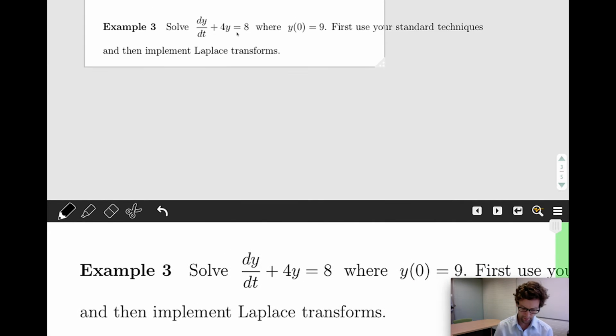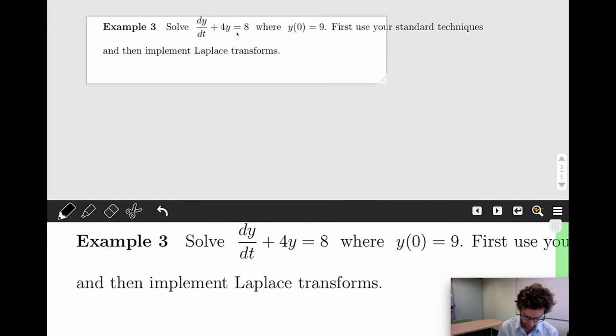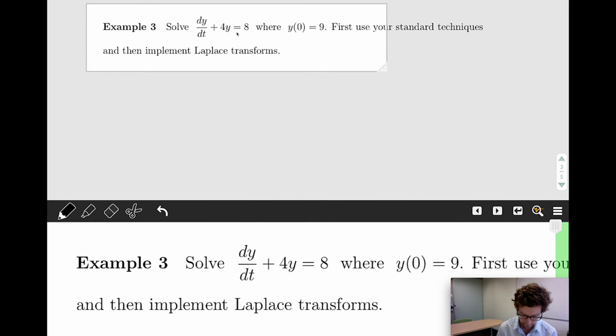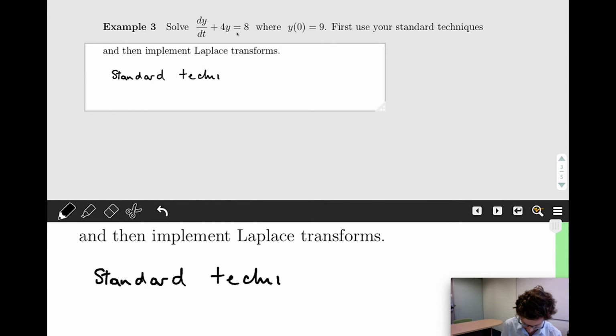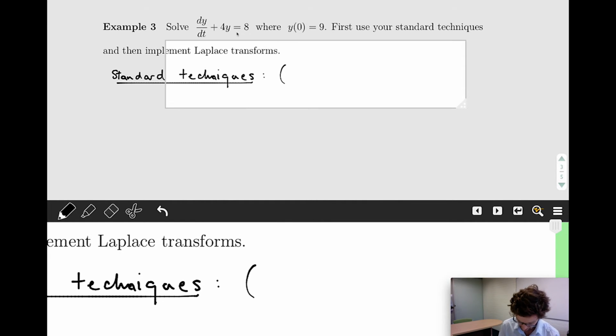So we have a couple of different methods that we can use to solve this differential equation using standard techniques. I'm going to use the integrating factor method. So using standard techniques, we're going to use the integrating factor method.